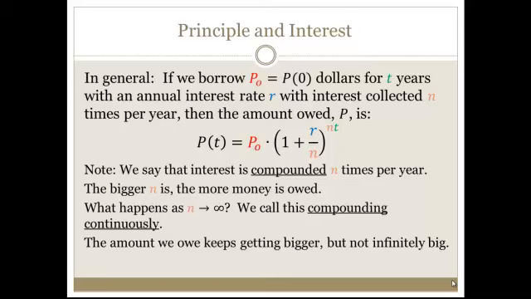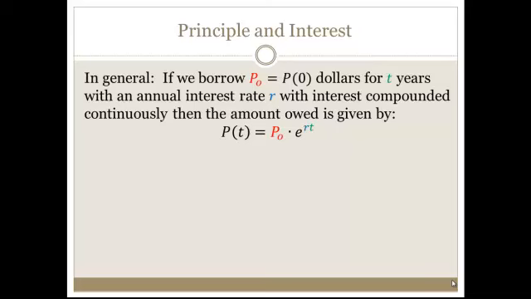In this case, the amount we owe keeps getting bigger, but not infinitely big. And the formula comes out to P of t equals P0 times e to the rt. So if we borrow P0 dollars for t years with an annual interest rate R and interest compounded continuously, then the amount owed is given by P of t equals P0 times e to the rt.